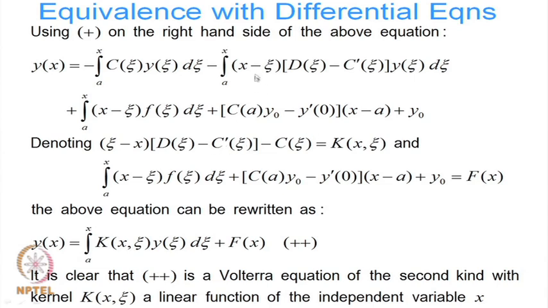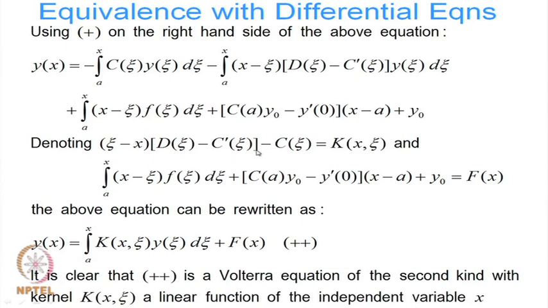Here are 2 integrals where y is within the integral, right? So certainly I can add these together, and the integral limits are also the same. If I add these two together, whatever is in front of my y is going to be my kernel, right? That is going to be my kernel, because I have to bring it to the standard form of the Volterra integral equation.